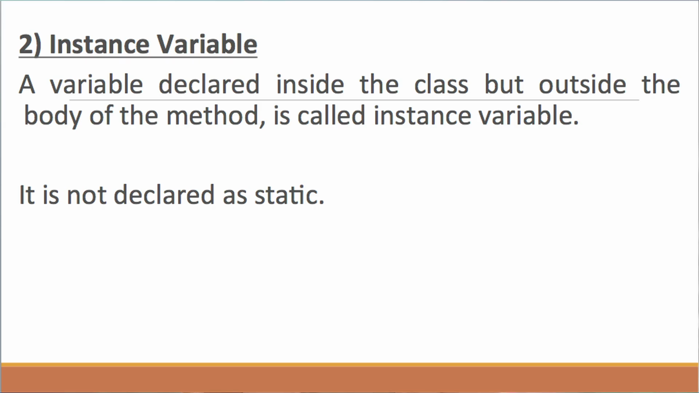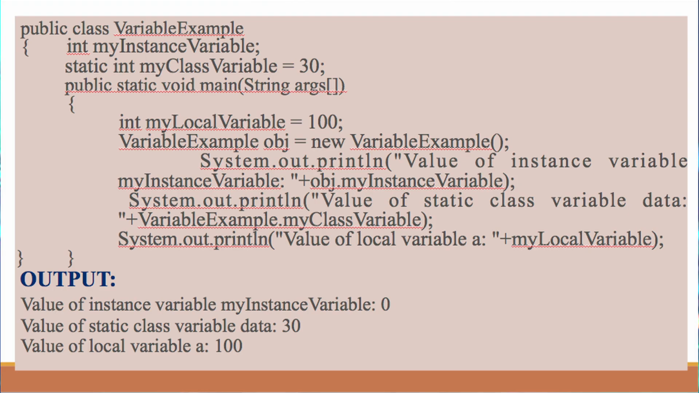static. So now the third category. The example of instance variable you can see here in this program, we have all three types of variable. The first is integer my instance variable. This is the variable which is declared inside the class, called my instance variable, means the variable which is declared inside the class but outside the function is called an instance variable. So this is the second category of the variable.